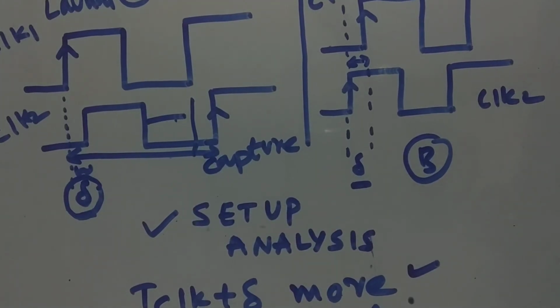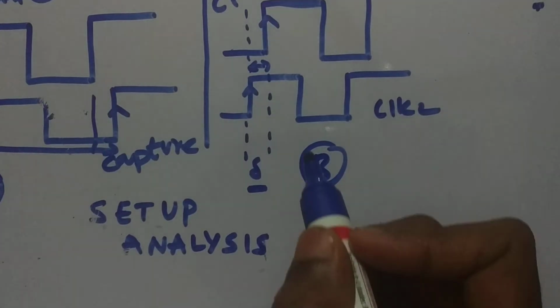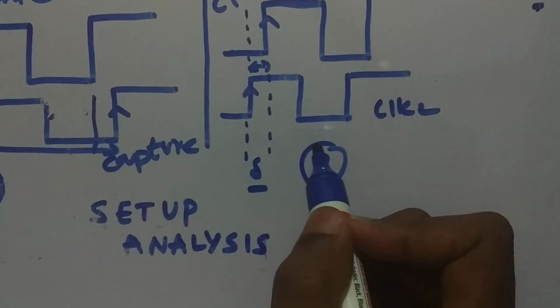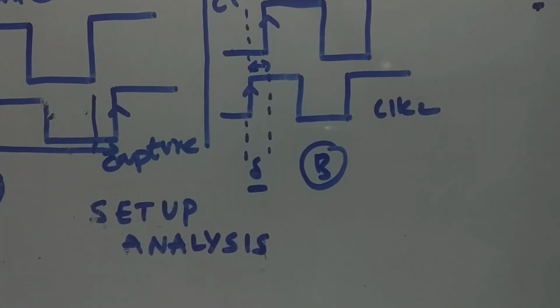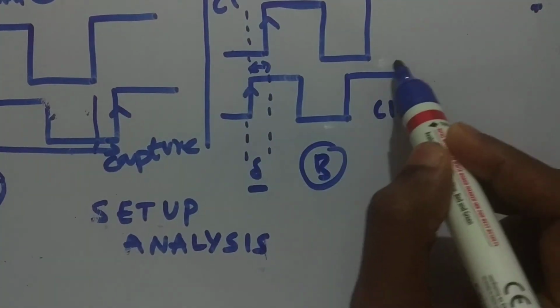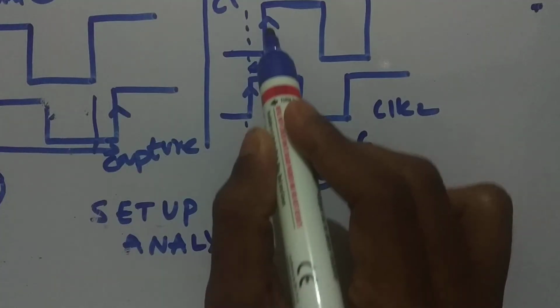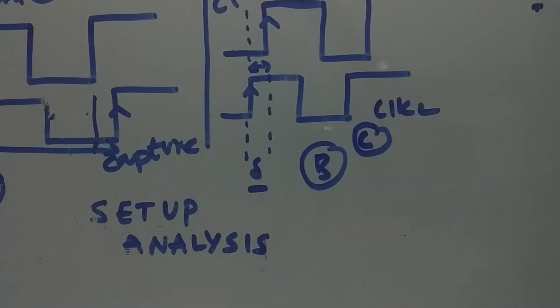Now let's go for case B. So now I'm considering case B. Here clock 2 is arriving faster than clock 1. So this is a negative skew. As you can see, this is our launch edge and this is our capture edge. So launch is appearing later compared to the capture. So this is a negative skew.